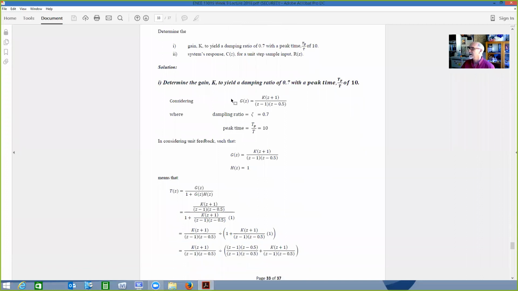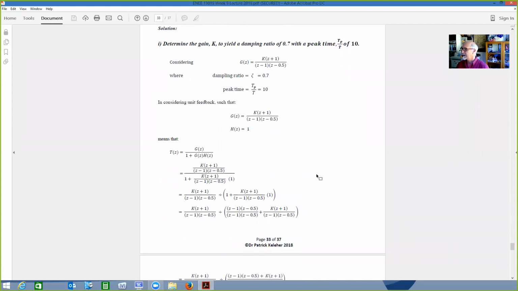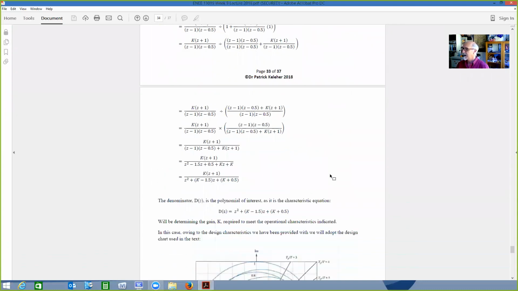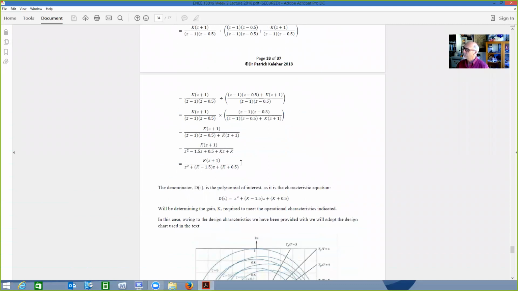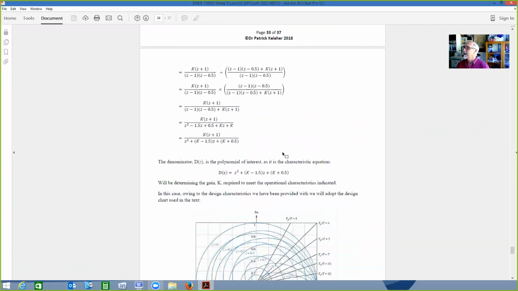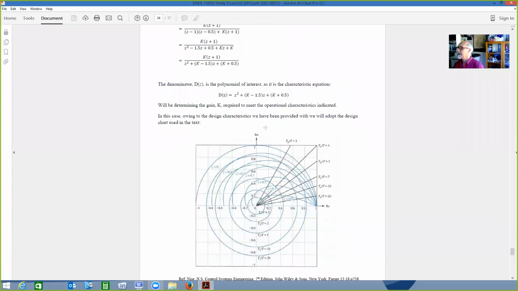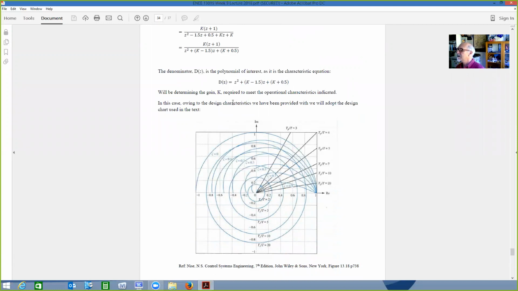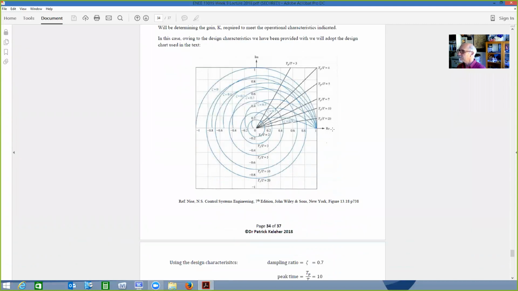So all we do is go back to our original transfer function. This is what we know about it. We know we've got unity feedback, so let's find our feedback form for that transfer function. Again, that's our characteristic equation. And we come back now and say we will be determining the gain K required to meet the operational characteristics indicated. In this case, owing to the design characteristics we have been provided with, we will adopt that design chart that you should recognize from before.